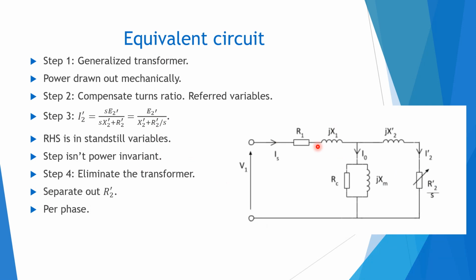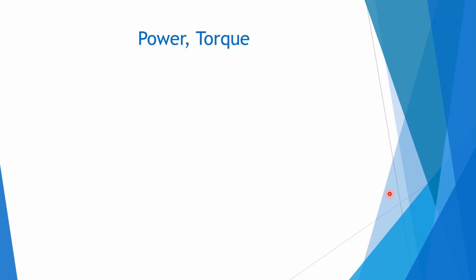This is the leakage inductance, this is the leakage inductance, this is the resistance in the stator, this is the resistance of the rotor over S, and we will write this as two things, R2 prime and R2 prime (1 over S minus 1). R2 prime is the power going into the rotor and the rest is the power that will get in the shaft mechanically. This is the magnetizing branch, this is RC and this is jXM.